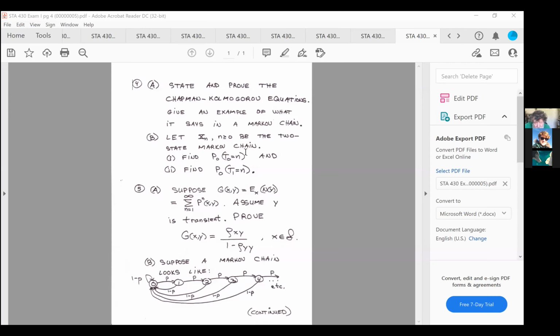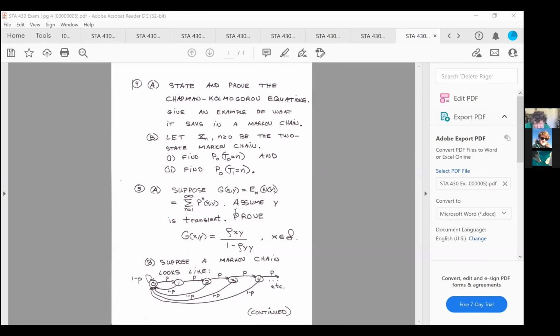4b, let this be the 2-state, find this. This is a homework problem. We did it in our class, they did it in their class. So problem 4 is fair game. It's something we did in a homework problem.